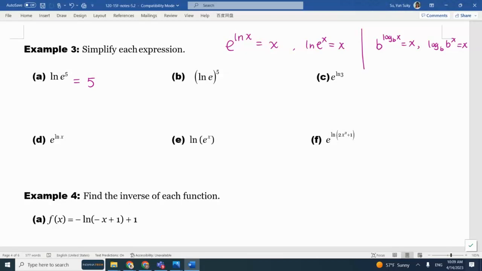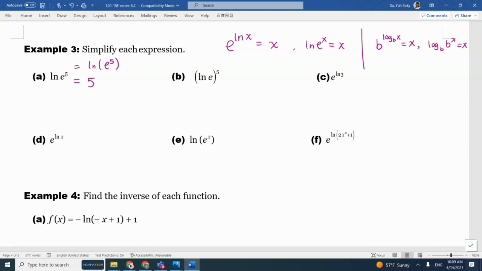Part B. What's the difference between part A and part B? This 5 is ln of e and then raised to the power of 5. And the left one, this is ln of e to the 5th. This 5th is inside the ln. This 5th is outside of the ln. Okay, that's the main difference.